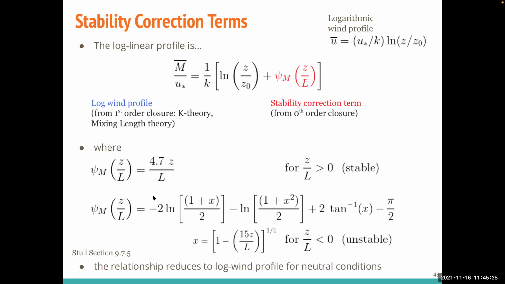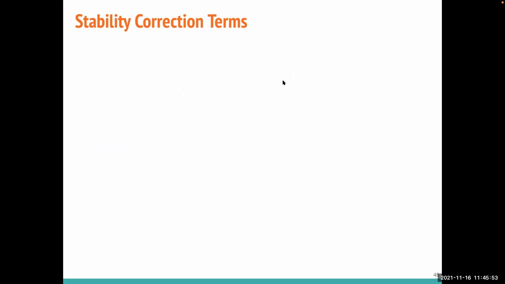Okay, so these are the details after you have done the integration. Don't worry about them. Comparing to the log wind profile that we have already learned, it is very similar, except for the stability correction term, which comes from zero-order closure, which means it's coming from parameterization. So we include the parameterization into your log wind profile. That's the meaning of this.